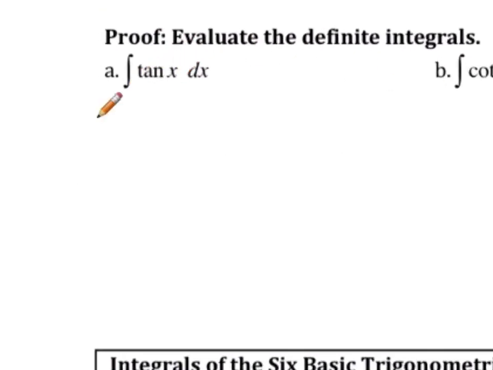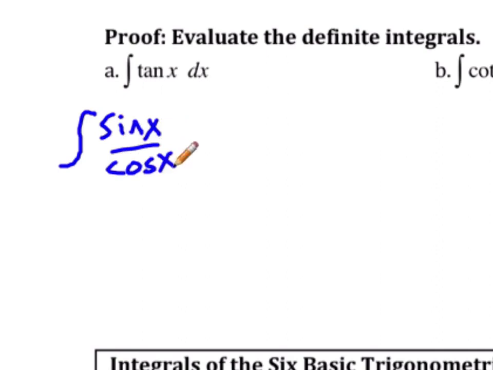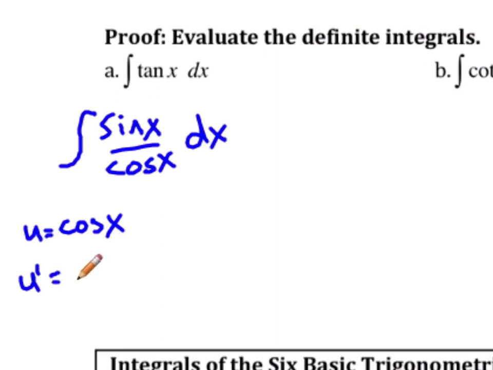So for tangent x, the first thing we want to do is change tangent x into sine x over cosine x. So we're going to rewrite this as the integral of sine x over cosine x dx. Now in looking at this, we have a quotient, so we're going to use our u substitution here. And we're going to let u equal cosine x, and u prime then is going to be negative sine x dx.